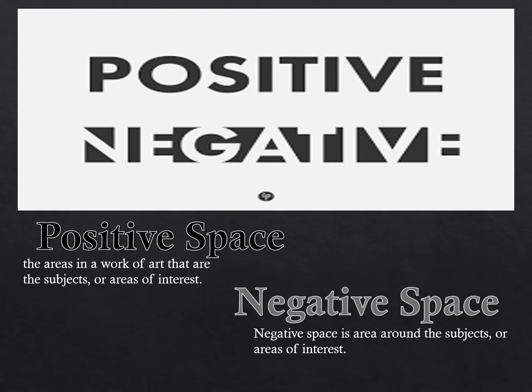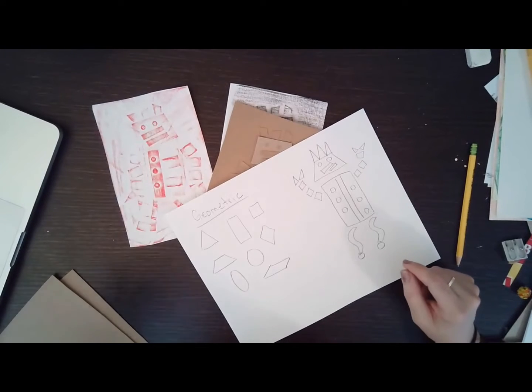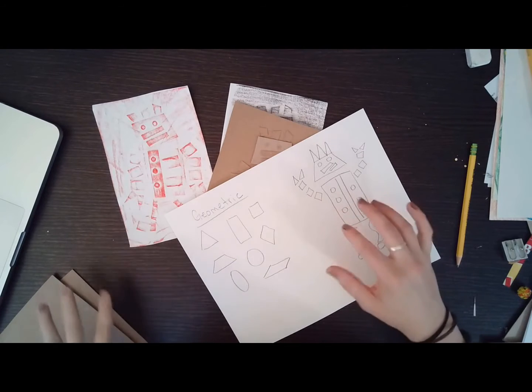And when we're creating our collagraph plate today of our robots, using those geometric shapes, we can create a balance with the positive and the negative space. Guys, I love seeing your sketches, so let's get started with our collagraph.